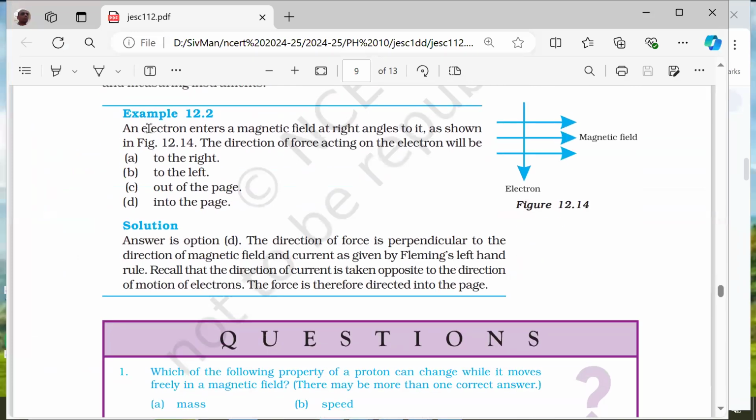So for example, this one: an electron enters a region of magnetic field at right angles to it. The electron is going down and the magnetic field is towards the right. What is the direction of the force acting on the electron? Here you can use Fleming's left hand rule. Field is the first finger, so your index finger is towards the right. The middle finger is the current. The electron is moving down and is negatively charged, so the current is upwards. Once the current is upward, the thumb is pointing inwards. So the direction of the force will be into the paper.